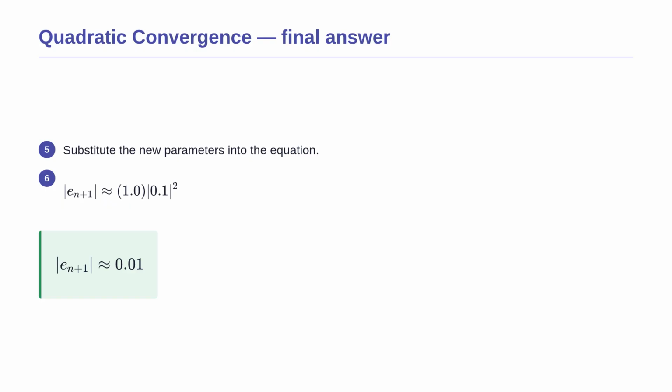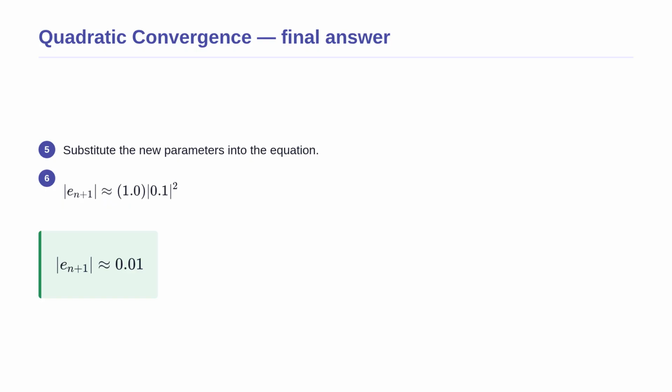Squaring the current error of 0.1 is the critical mathematical operation happening here. The result shows that the new error has plummeted to 0.01. By squaring the previous error, the method has drastically reduced the distance to the true answer. This massive drop illustrates the immense power of quadratic convergence compared to linear convergence, requiring far fewer steps to reach high accuracy.